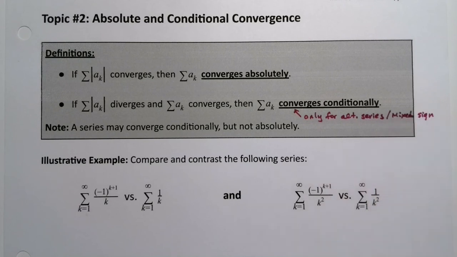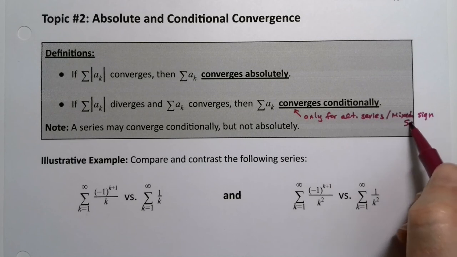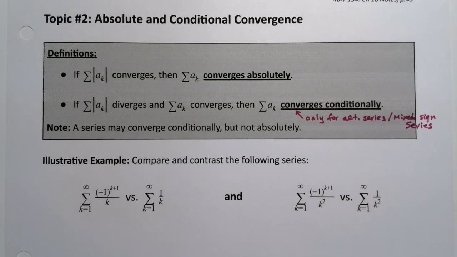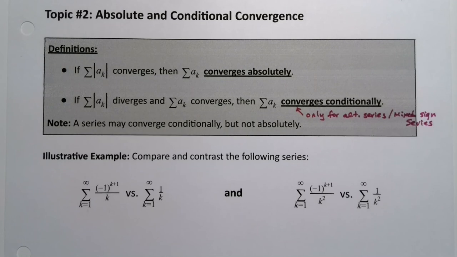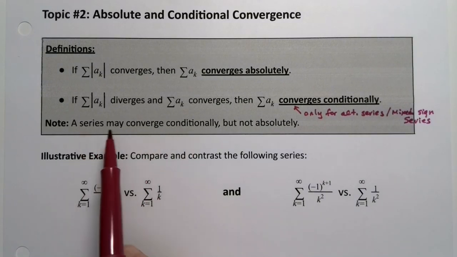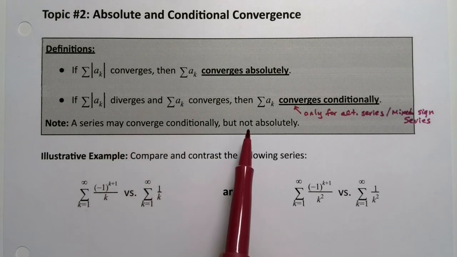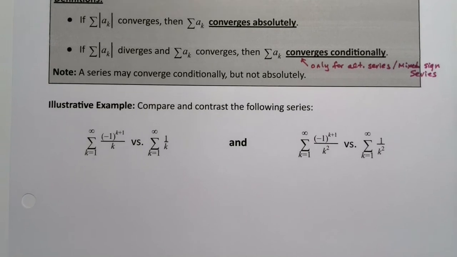Technically, they don't have to go plus, minus, plus, minus, plus, minus. They could go plus, plus, minus, minus, plus, plus, minus, minus, or some combination. So that conditional convergence can only be for series with mixed signs. Note that it is possible that a series could converge conditionally, but not absolutely. As a matter of fact, let's look at that right away.